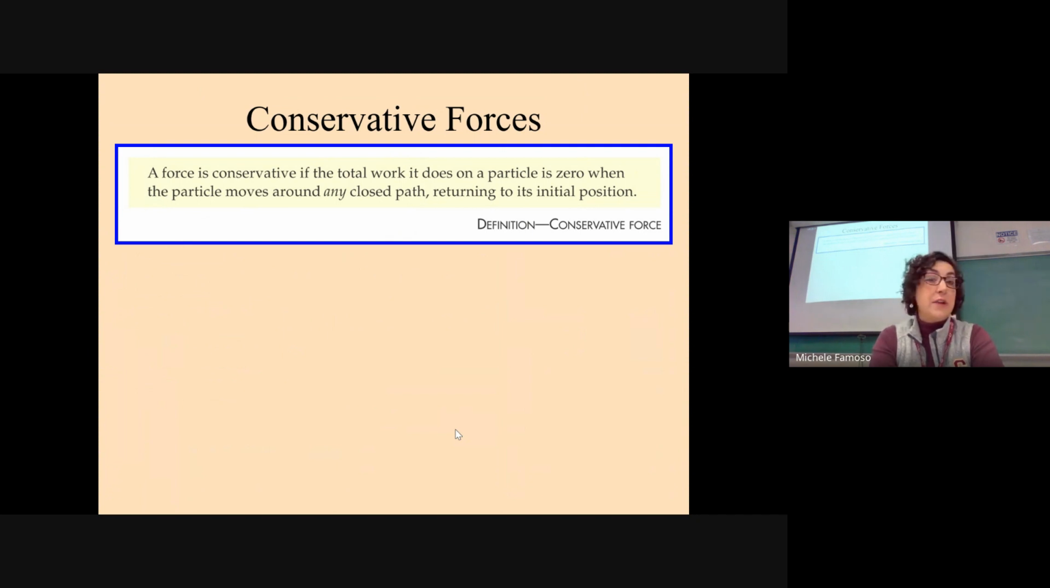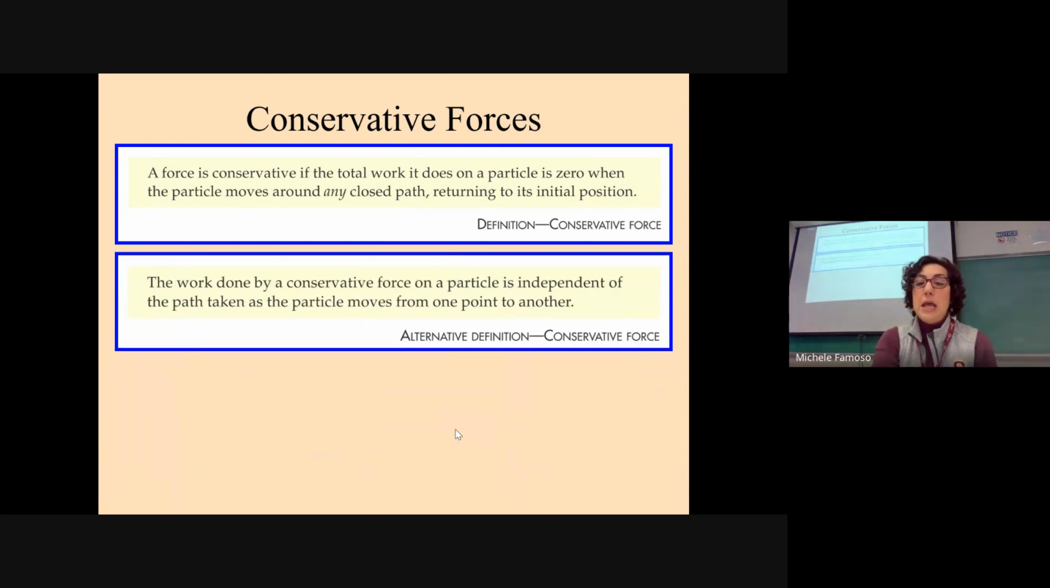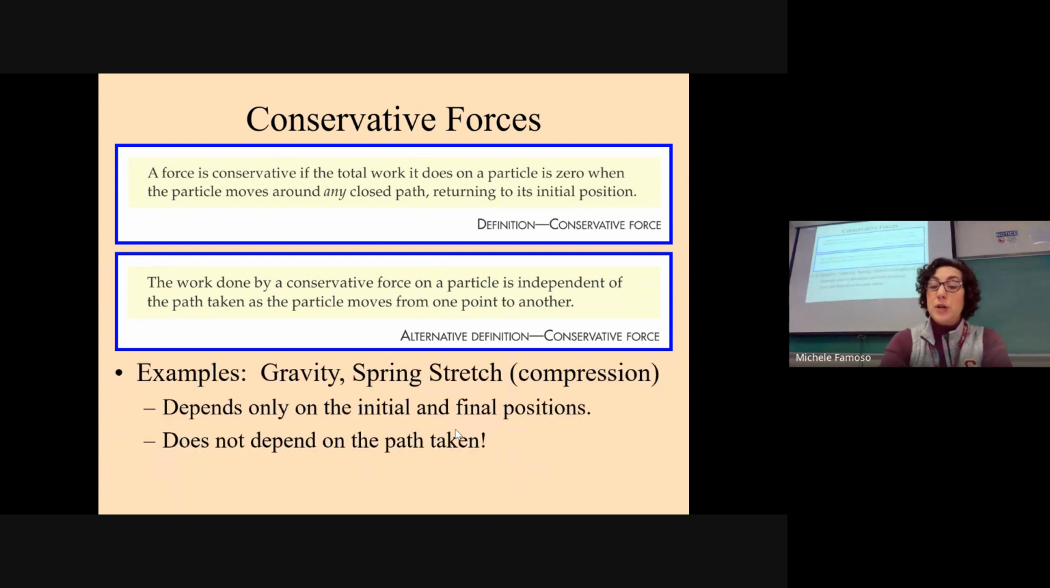A force is conservative if the total work it does, meaning the work done by that force on a particle, ends up being 0 when the particle moves around a closed path from its starting point around and back to its starting point. So if the work done by this force is 0 on this closed path, that force is said to be conservative, which means that the work done by a conservative force on a particle would be independent of the path the particle takes as it moves from one point to another.